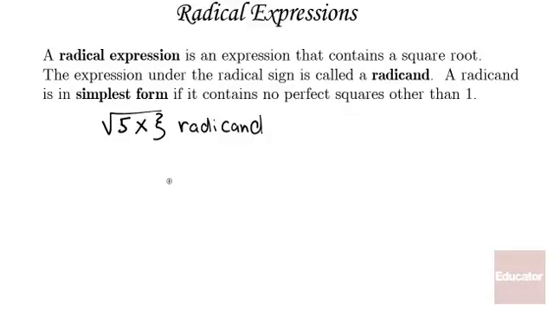A radicand is in its simplest form if it contains no perfect squares other than 1. So if I look at this, 5x, and I try to factor it out, I'm not going to get very far, because the only factors of 5, since it's a prime number, are 1 and 5. So the only perfect square it contains is 1, and that's allowable. And for x, just 1 and x would be the factors, so same thing. Therefore, this is in simplest form, okay?